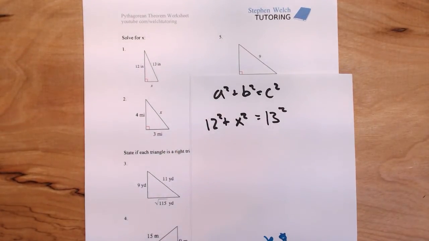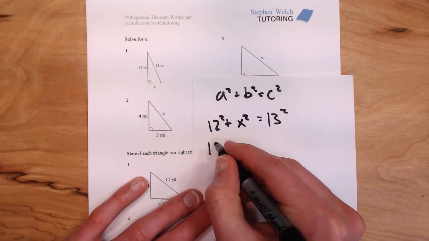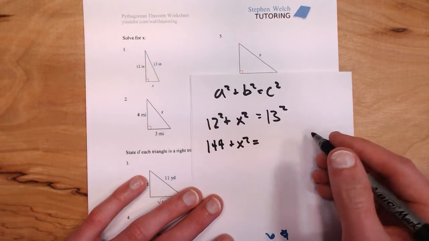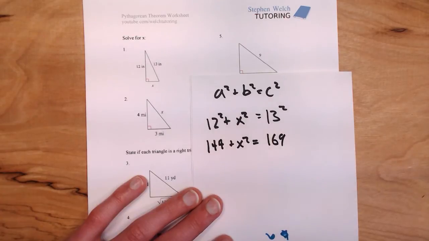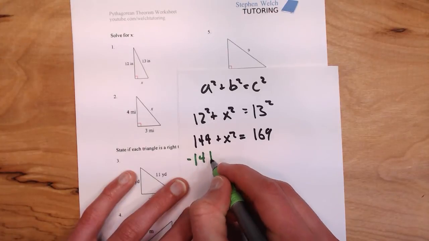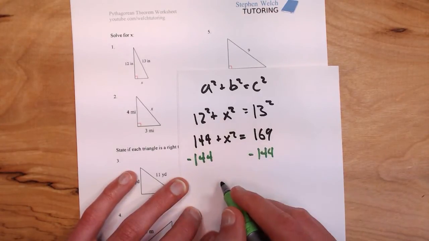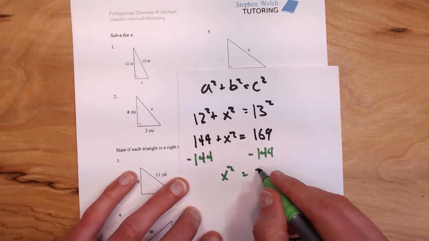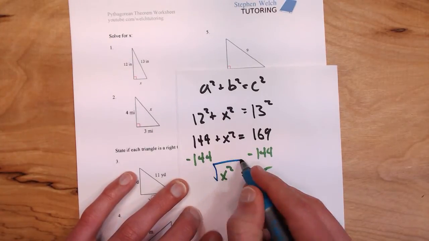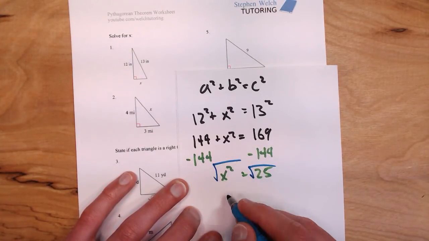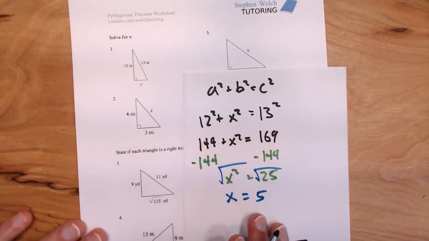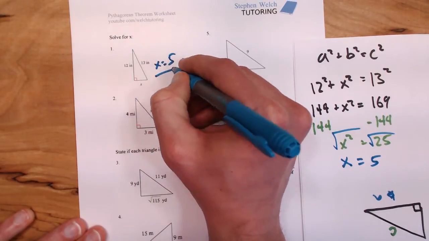All right. So now we can square things. You can use your calculator if you'd like. So 12 squared is 144 plus x squared. 13 squared is 169. All right, and now I would like to get x all alone. So to do that, I will subtract 144 from both sides. I'll get x squared equals, this should be 25. And now what's the opposite of squaring? The opposite of squaring is square rooting. All right, so these cancel, so I just have x left over, and the square root of 25 is 5. So my answer is x equals 5.